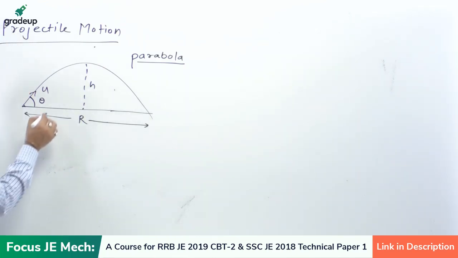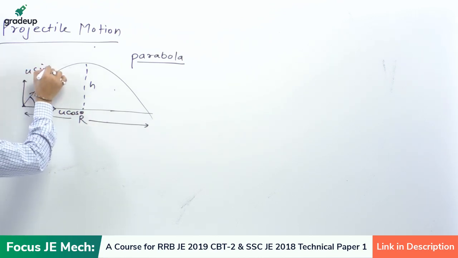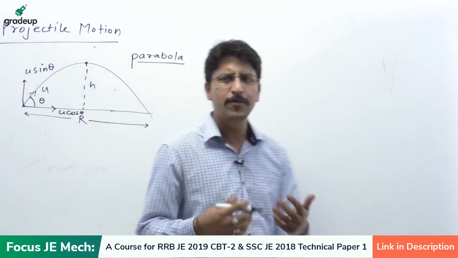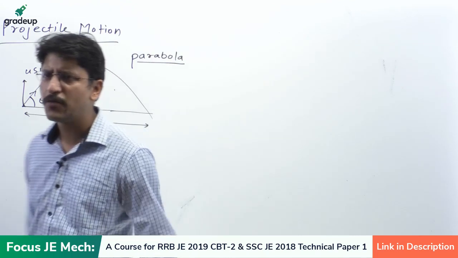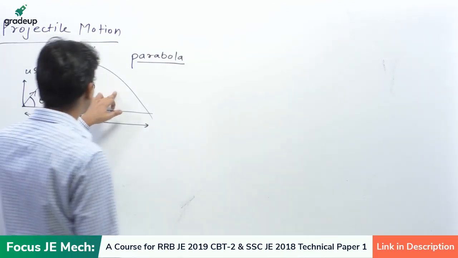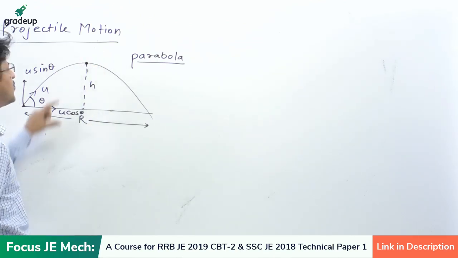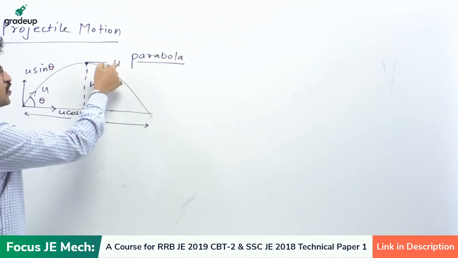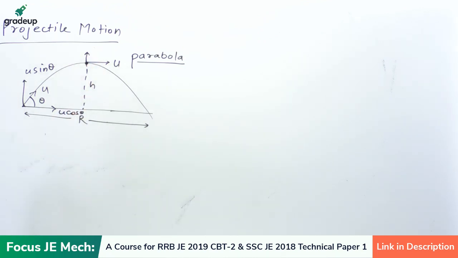Clear? So this is u cos theta this side, and this will be u sin theta this side. You know the basic equations of motion: v equal to u plus at, s equal to ut plus half at square, and v square minus u square equal to 2as. That I am going to write just now. But before that, for this maximum height we need to find out at this point, if this is the maximum height, the only velocity at this point will be the horizontal velocity, or you can say the vertical velocity will be 0. Okay, you have the vertical velocity equal to 0.